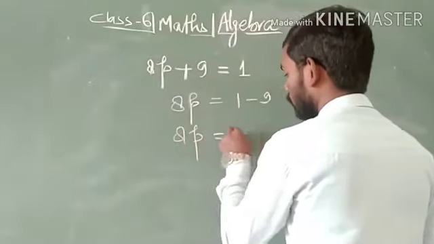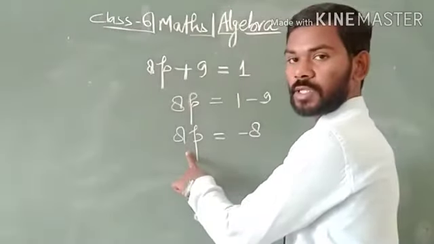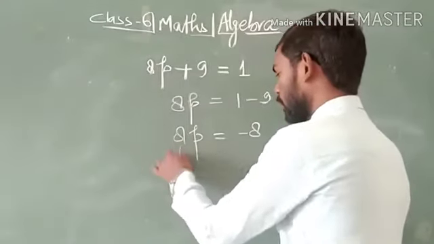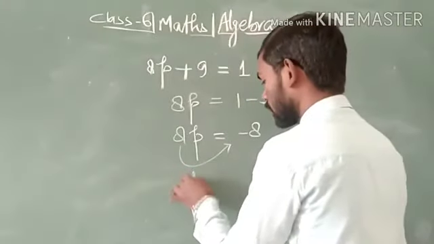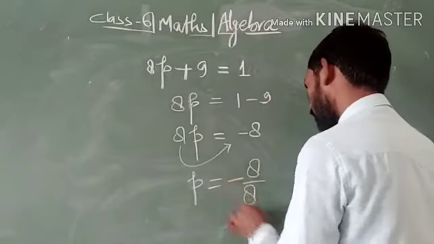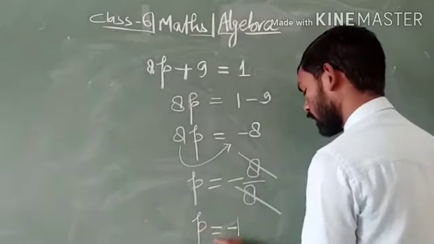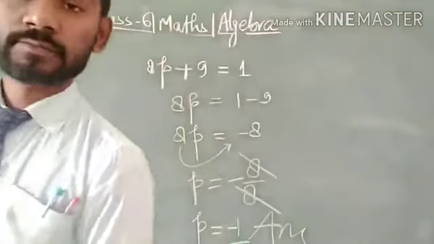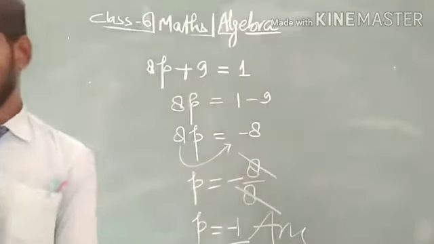And here we get 8p is equal to minus 8, and next we can see that 8 is multiplied with p. So when we transfer it to the right hand side we get p is equal to minus 8 upon 8, 8 ones are 8. So here we get p is equal to minus 1, which is the required result. Okay student, so in this way we can solve such questions.